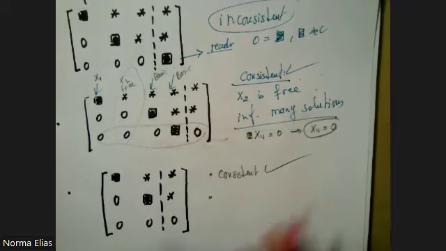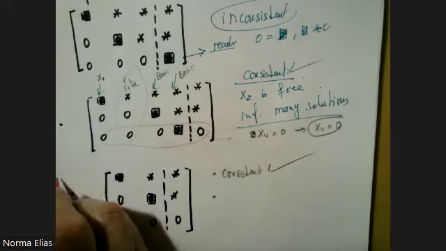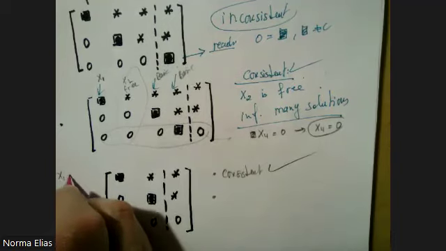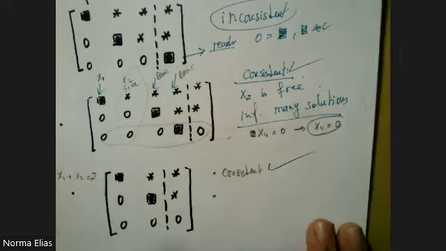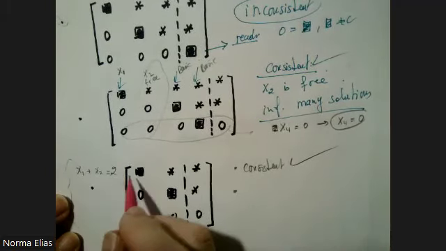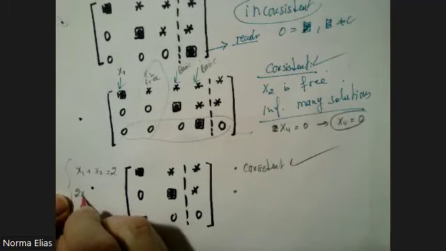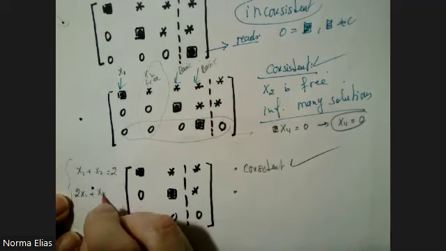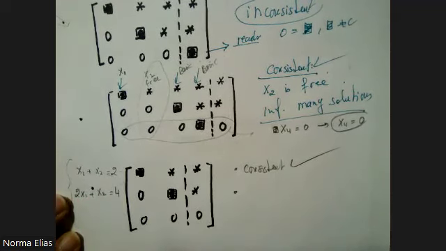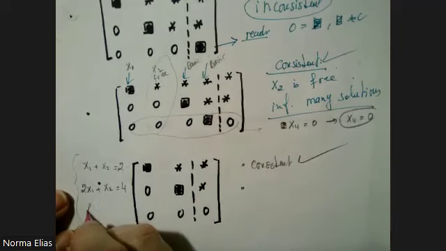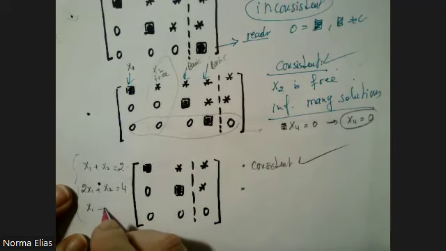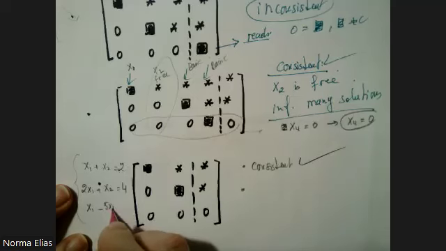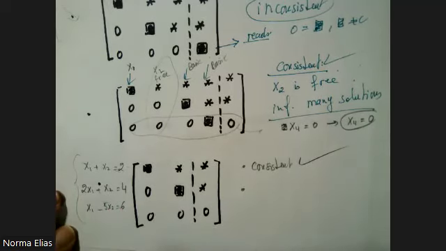So initially what I have in mind when I wrote this example is something like that. I have 1 equation equal to 2. I'm making up things now. You don't have to write this. And then I have another equation, 2x1 plus x2 equal to 4, for example. And I have a third equation, x1 minus 5x2 equal to 6. That's really what I have in mind.